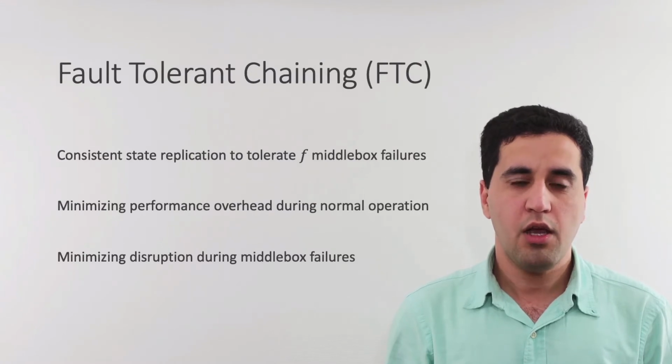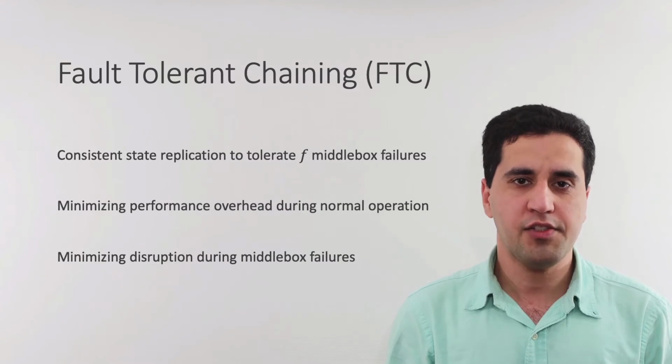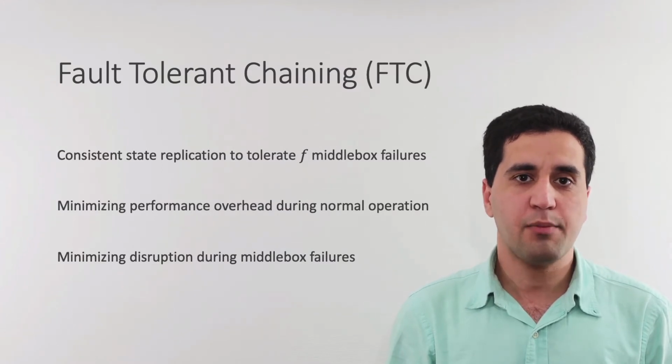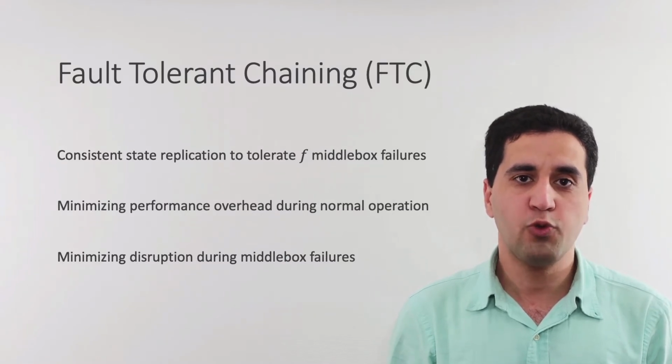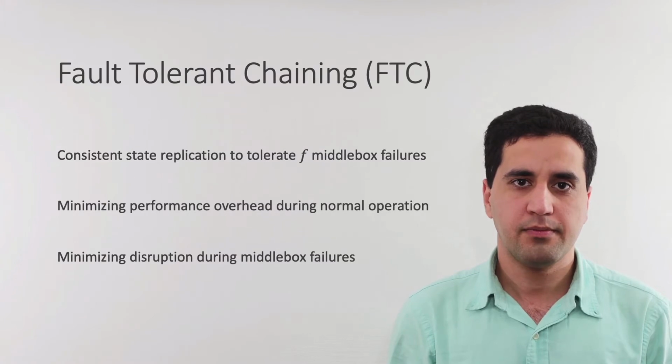This motivates us to explore another approach to provide fault tolerance for a chain of middleboxes. The goals of this approach are providing consistent state replication to tolerate F failures, minimizing the performance overhead during normal operation, and minimizing the disruptions due to failures. To meet these goals, we introduce a new system called fault-tolerant chaining, or FTC.